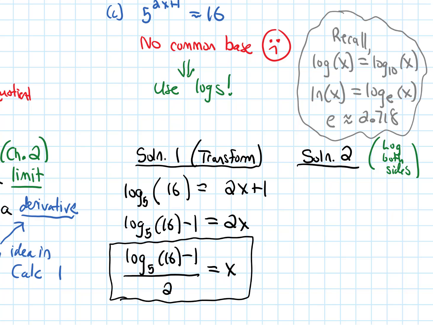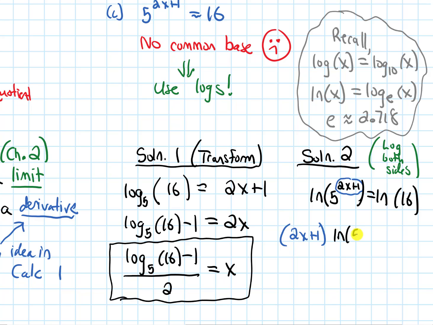And there's something about e that makes it special in calculus, and we'll see that later in our course. Okay, so I'm going to take ln of both sides. So ln of 5 to the 2x plus 1 is going to be equal to ln of 16. On the left-hand side, I have this power inside of the ln. I can move that to the front. So I get 2x plus 1 in front of ln of 5. This equals ln of 16.